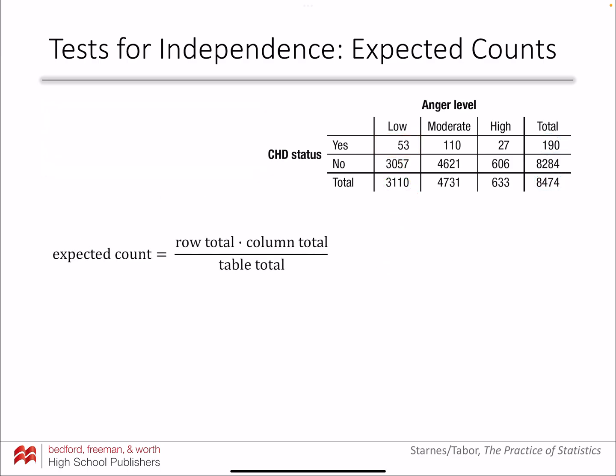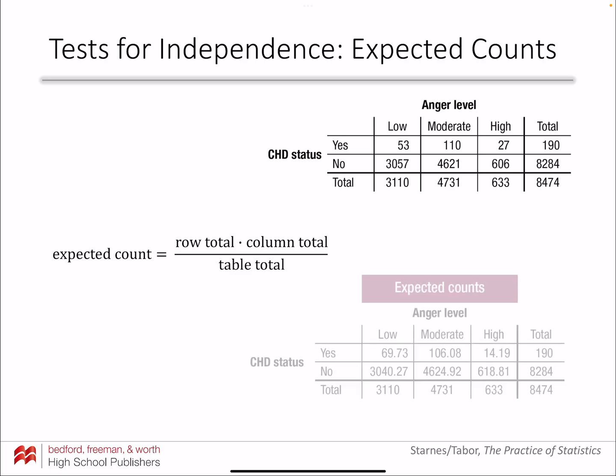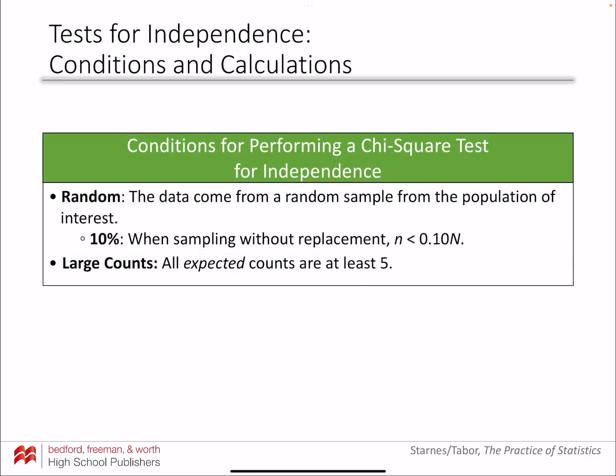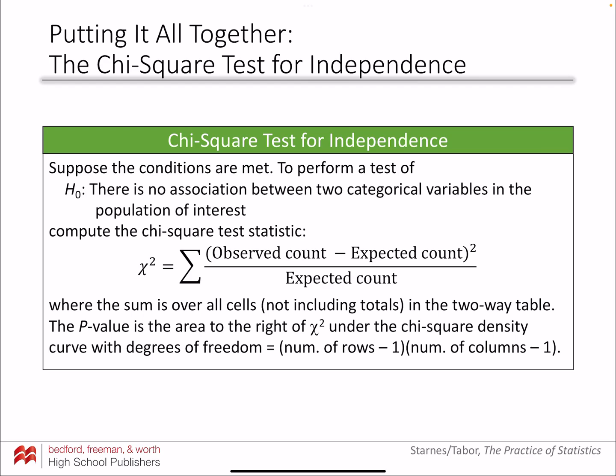So again, here's our formula for expected counts. Row total times column total divided by total total. So if we go through the whole table, these are our expected counts. Conditions. This is what's called a chi-squared test for independence. So we're seeing if the two variables are independent or not. The conditions are the same. The data come from a random sample, the 10% condition when sampling without replacement, and the large counts condition, again, is on the expected counts, and those expected counts all have to be at least 5. The chi-squared test statistic is the same. Degrees of freedom is the same: number of rows minus 1 times the number of columns minus 1.